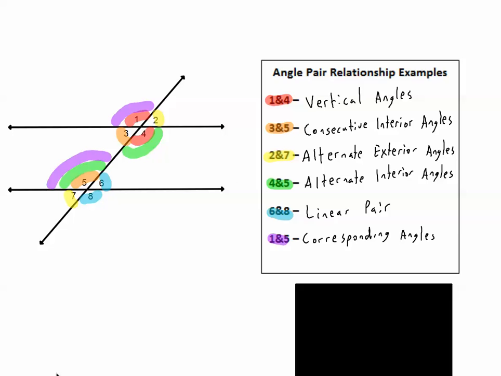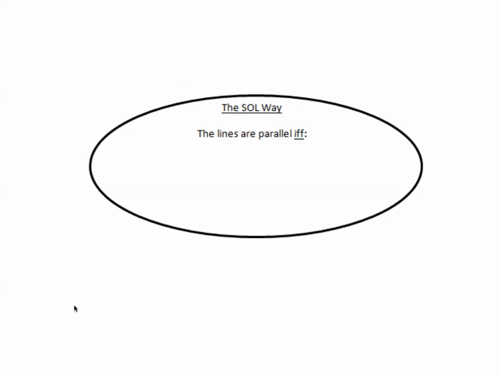For some of you who are looking at this, seeing this diagram with all these colors, you're like, no way am I going to remember all these things. Cool, because that was the math way. We're now going to do the SOL way. Lines are parallel if and only if. Don't forget, if and only if means it is a biconditional, and that means this is true if the stuff I'm about to write is true, and vice versa.